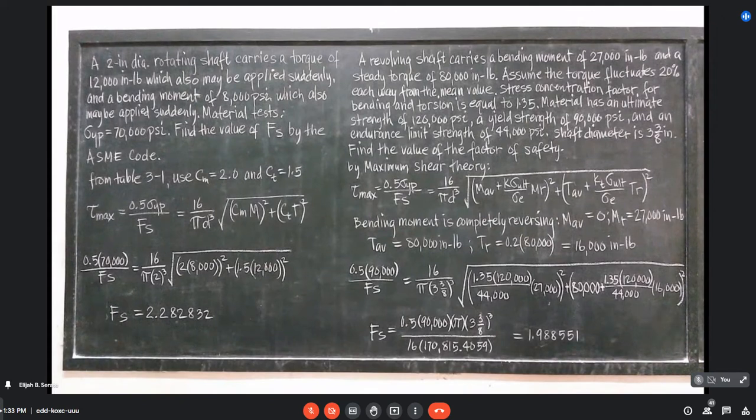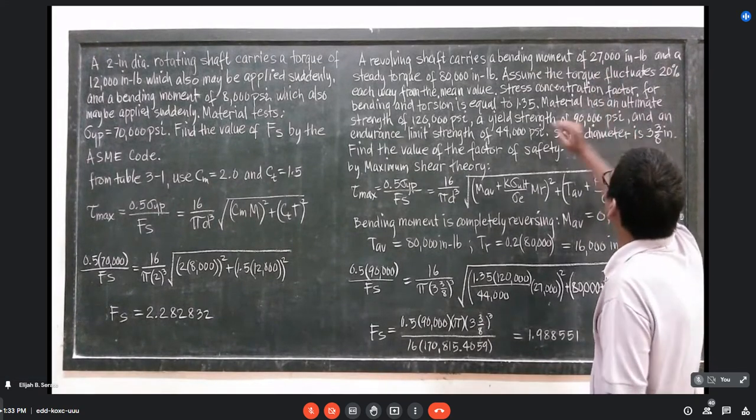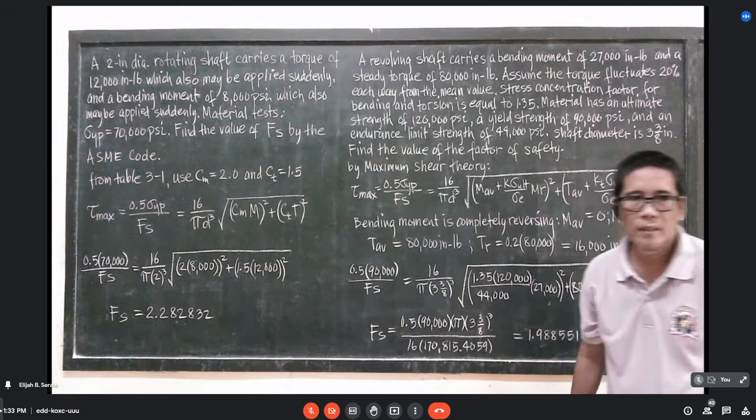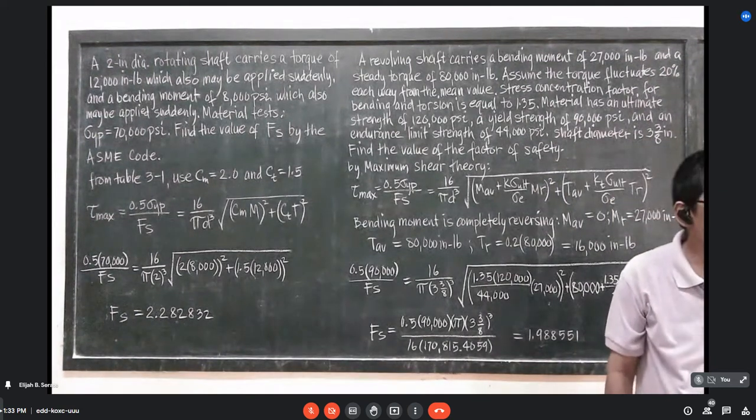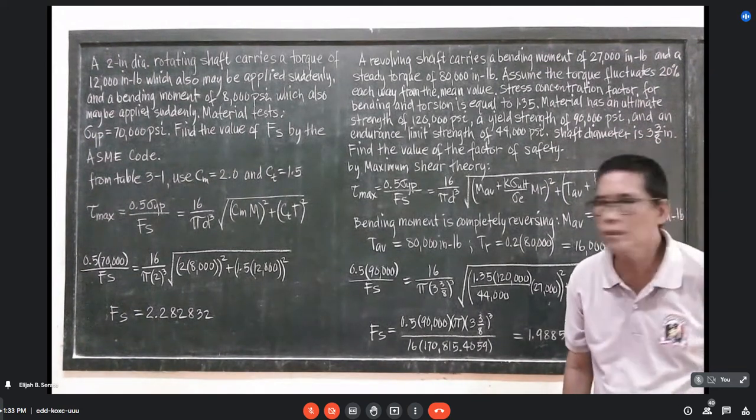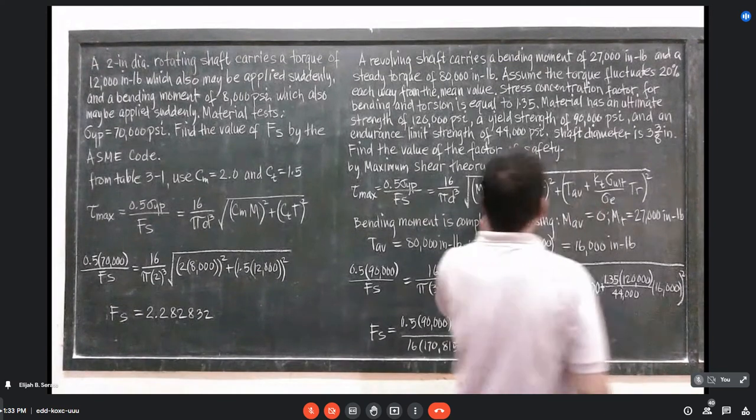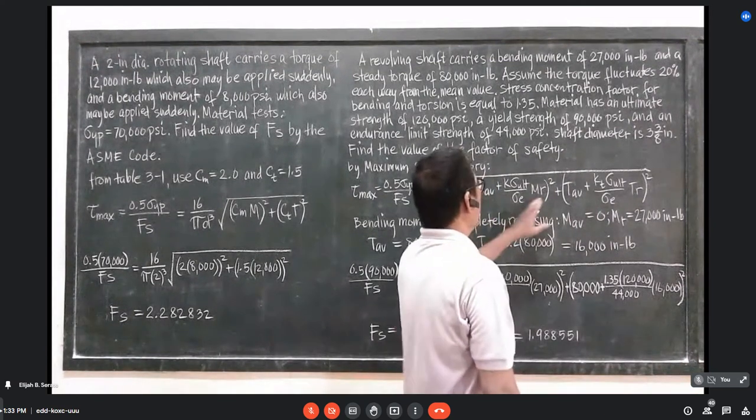Class, any idea? The bending moment of 27,000, is it supposed to be on the average value or the range value?